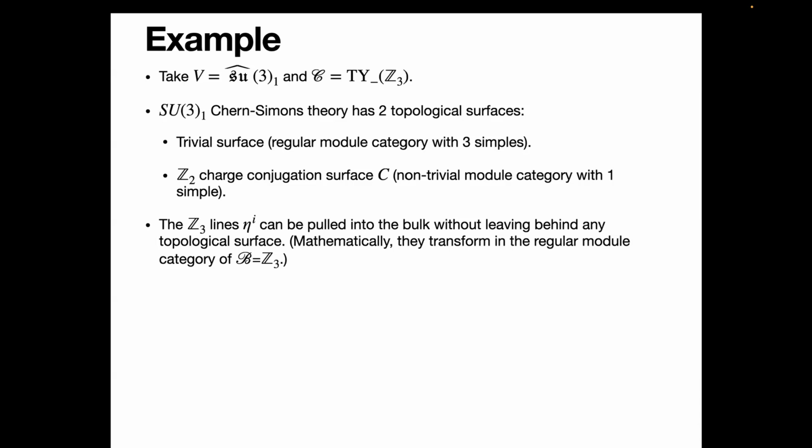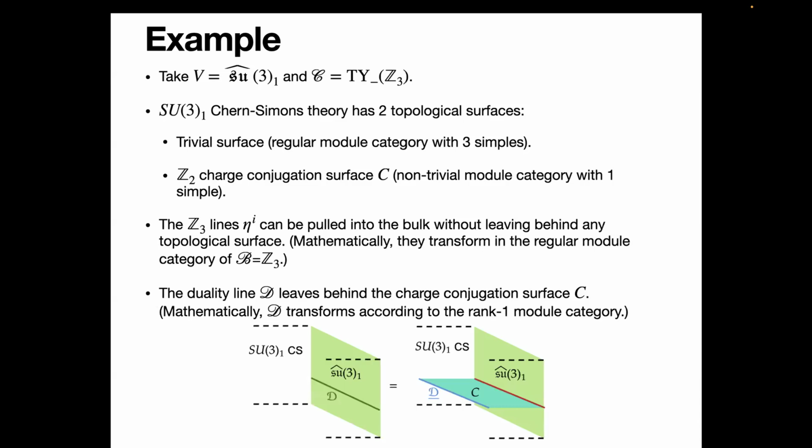For example, the Z3 lines themselves transform in a triplet under Z3. That means that when you pull them into the bulk, as you should expect, you get no surface dragging them. However, this duality line is a singlet under the Z3. When you fuse any of these eta lines onto this duality line, it absorbs them, and therefore it transforms in this non-trivial rank 1 module category. That means that when you drag it into the bulk, it's trailed by the charge conjugation surface that we tried to illustrate.